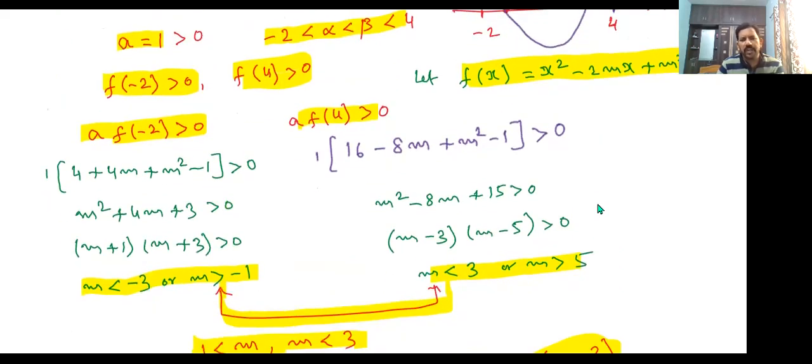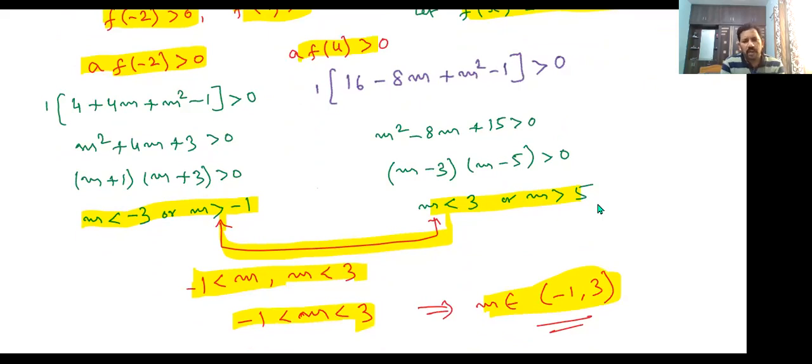Or otherwise, go to the alternative method. Find the roots of the quadratic equation by using the formula minus b plus or minus under root b square minus 4ac, by 3. One is less than minus 2. Another one is greater than 4. So one of the roots is less than minus 2, another root greater than 4. Use that condition. You will get one of the values is minus 1 less than m. Another value is m less than 3. By using both the cases, we get the answer: m value lies between minus 1 comma 3. Okay.